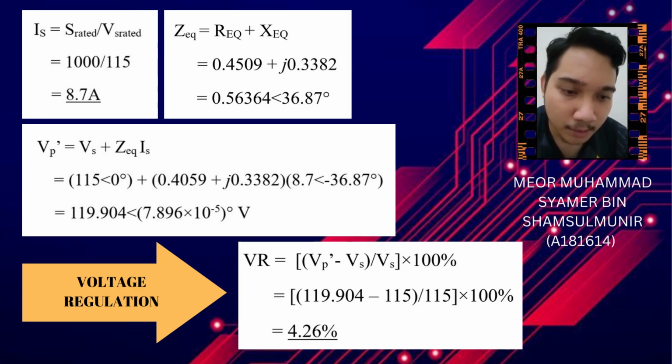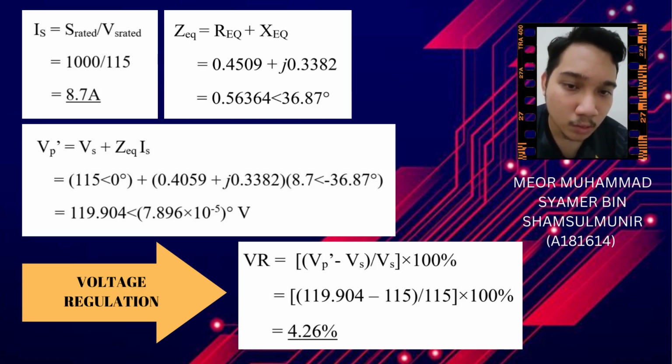The third step is to find the primary voltage from the secondary side. We can find this value by adding the secondary voltage with the product of equivalent impedance and the secondary current. And then we will get the primary voltage from the secondary side is equals to 119.904 with the angle of 7.896 times 10 to the power of negative 5 degree.